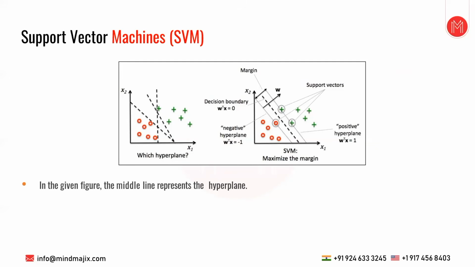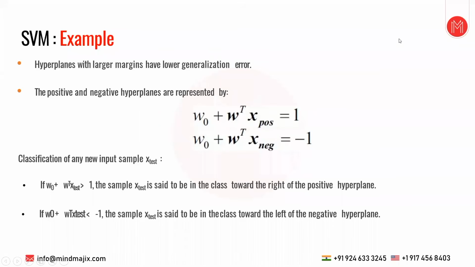Now, in the next session, we will discuss how support vector machine works mathematically. In this session, we talk about how we work mathematically with the support vector machine. Hyperplanes with larger margins have lower generalization error. So a higher, maximum margin is a good condition because at the same time we are not getting any generalization error. So it should fit as a regularization.